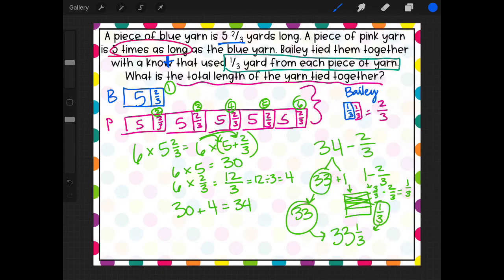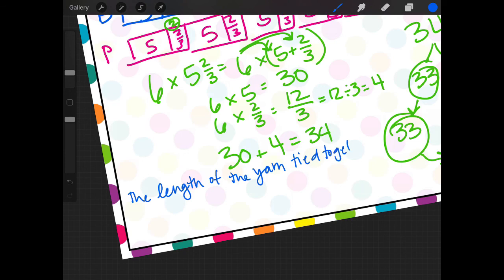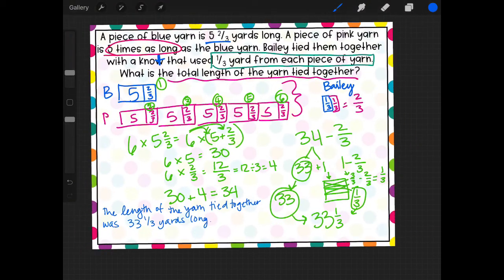So let's make sure that we write that in our sentence. The length of the yarn tied together, I know that kind of looks like yam, you know that it's yarn though, was 33 1/3 yards long. And there you go.